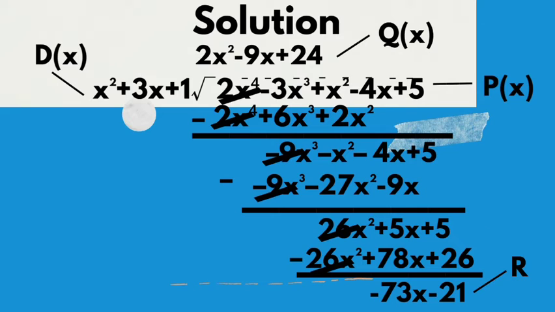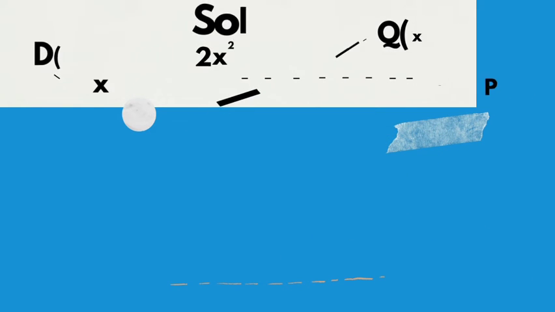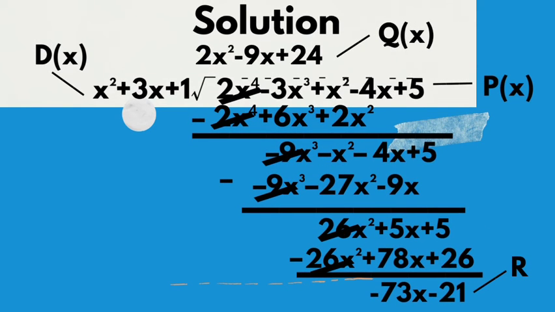Then we bring the remaining terms under the polynomials down. We have minus 4x plus 5. We bring it down. Now, the result there now is minus 9x raised to 3 minus x squared minus 4x plus 5. Now, this is the current polynomial we are going to use. And the divisor still remains x raised to 2 plus 3x plus 1. Now, x raised to power 2 in minus 9x raised to 3 gives us minus 9x.